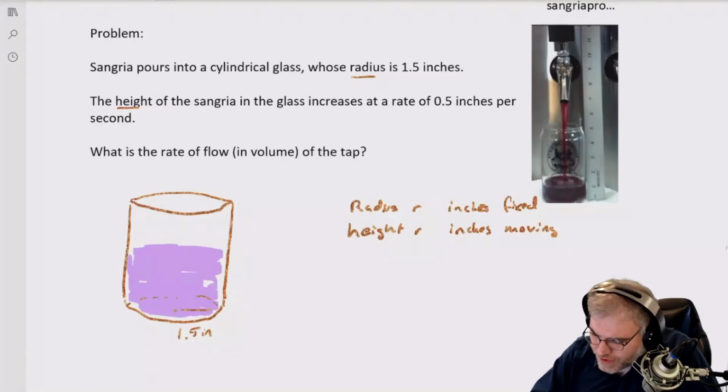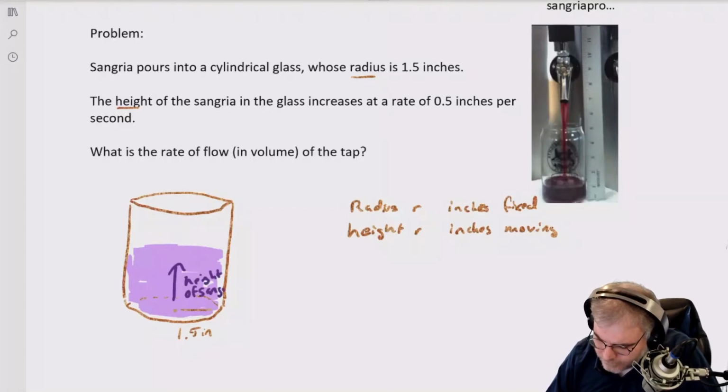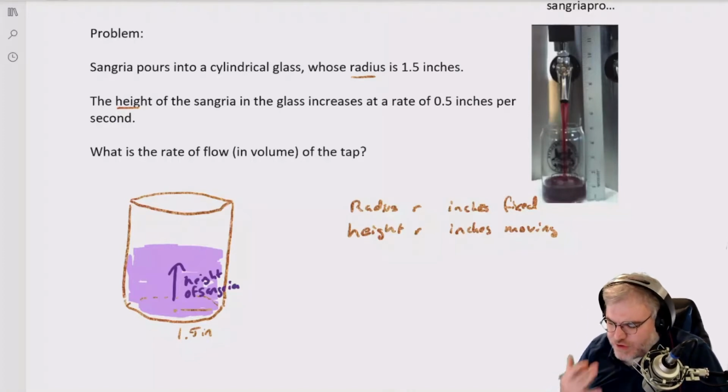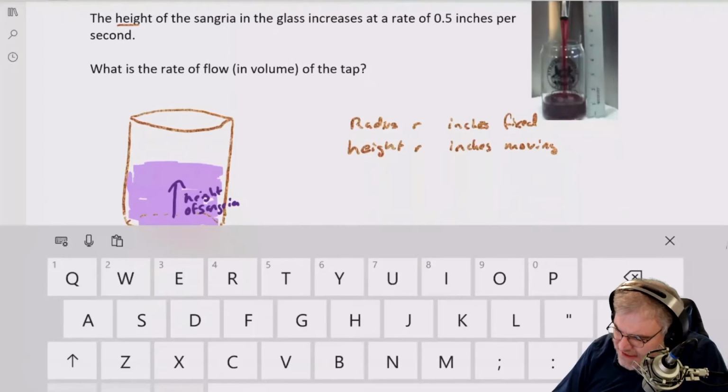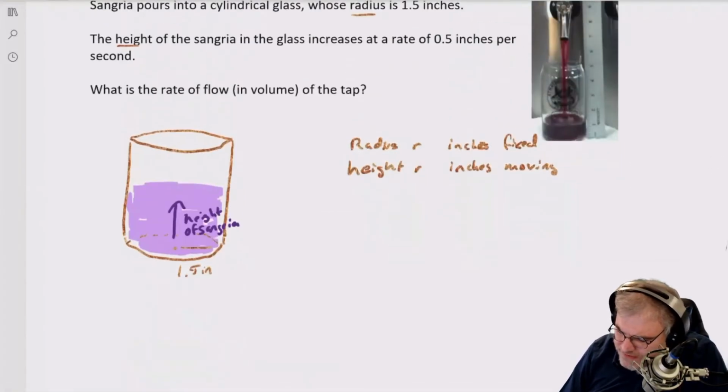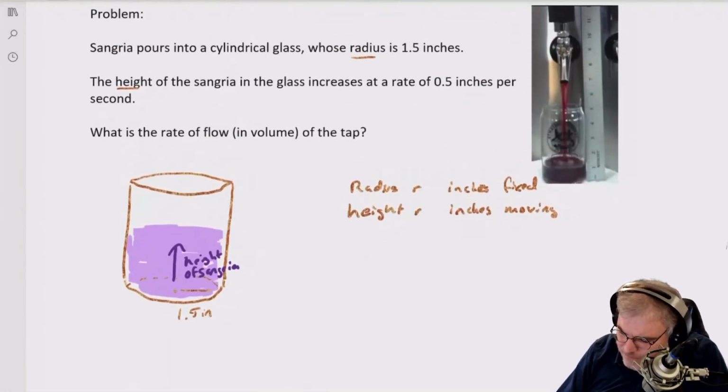So there's motion here associated with the sangria. Okay, and I've drawn an arrow there. I want to know that it's moving. And it's got some flow, and it's got a second there, right? So you see this increasing at a rate of per second. Okay, that's time. So I've got time going on here.